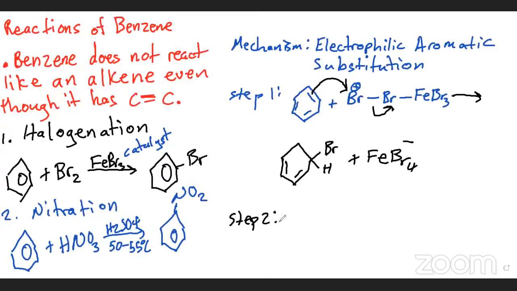In step 2, let's put back everything as is. Double bond is here. Double bond is here. Br is here, and the hydrogen is here.